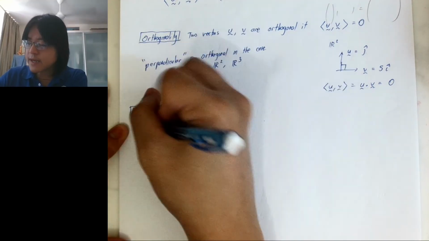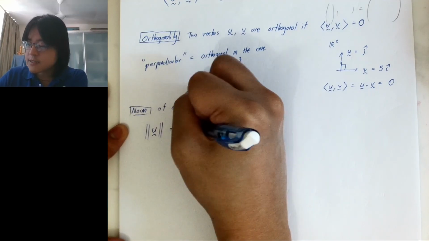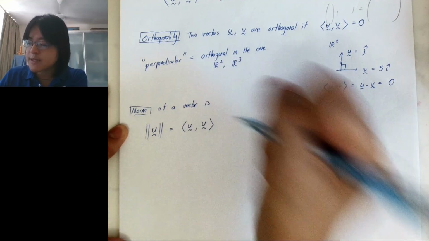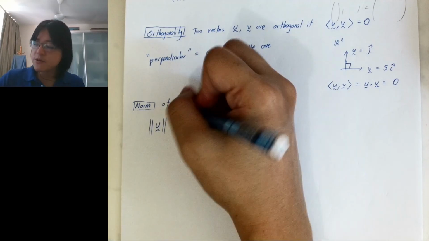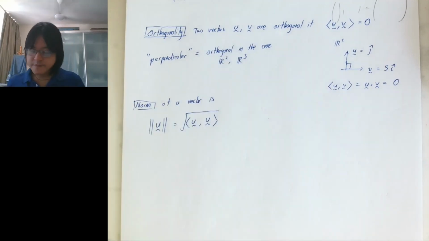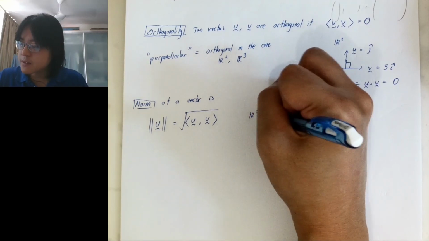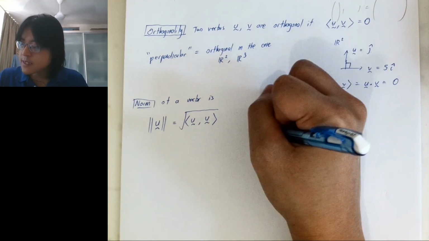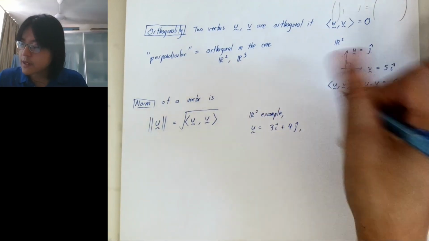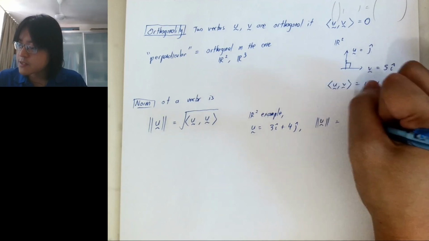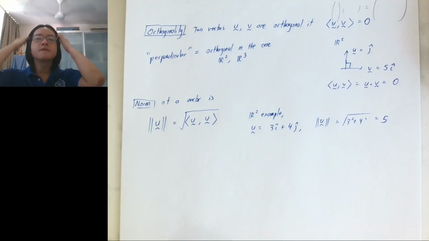It's just take a vector u. If I want to calculate the norm, I take the vector and multiply by itself, inner product. Generally you get the square, so you take the square root. So if you take the R2 example, let's say my vector u is 3i plus 4j. What is the length of u? It's just 3 squared plus 4 squared, square root, so the length of this vector is 5.